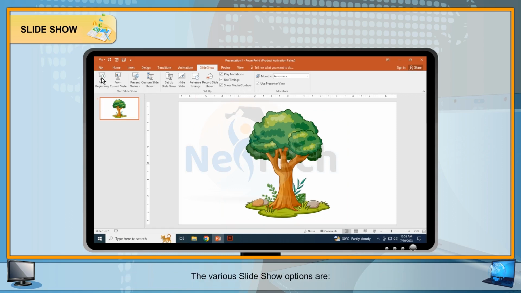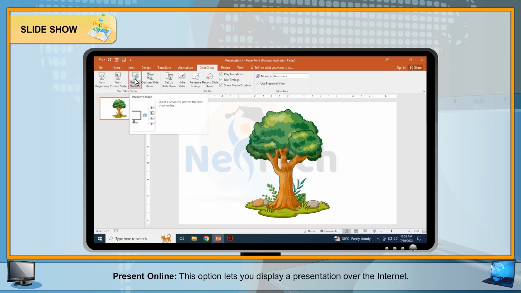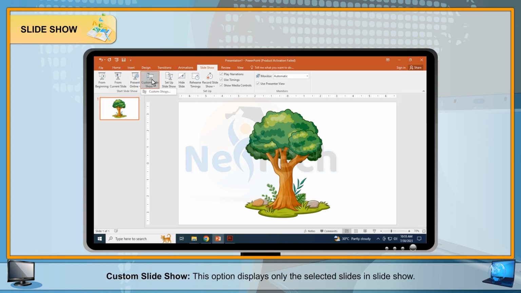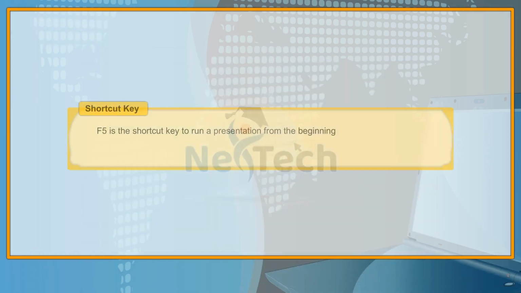The various slideshow options are: from beginning, it starts the slideshow from the very first slide. From current slide, it begins the slideshow from the current slide. Present online. This option lets you display a presentation over the internet. Custom slideshow. This option displays only the selected slides in slideshow.